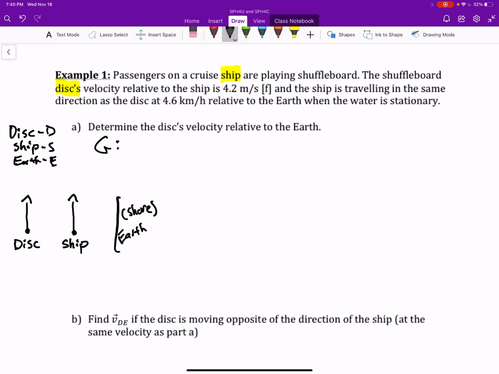We're told the disc velocity relative to the ship. So our velocity of the disc relative to the ship is equal to 4.2 meters per second forward. Let's use a capital F, because that's more consistent with what we've been doing. Then we're told the ship velocity relative to the Earth. This, though, is equal to 4.6 kilometers per hour, also forward.